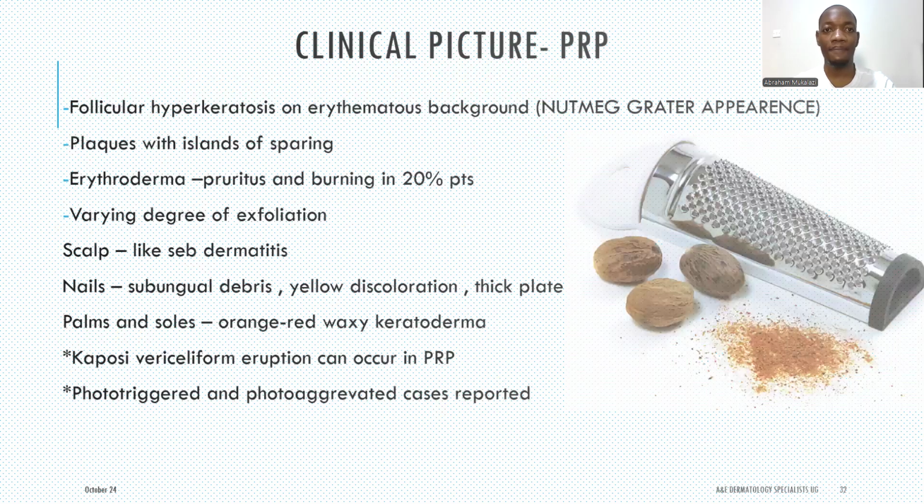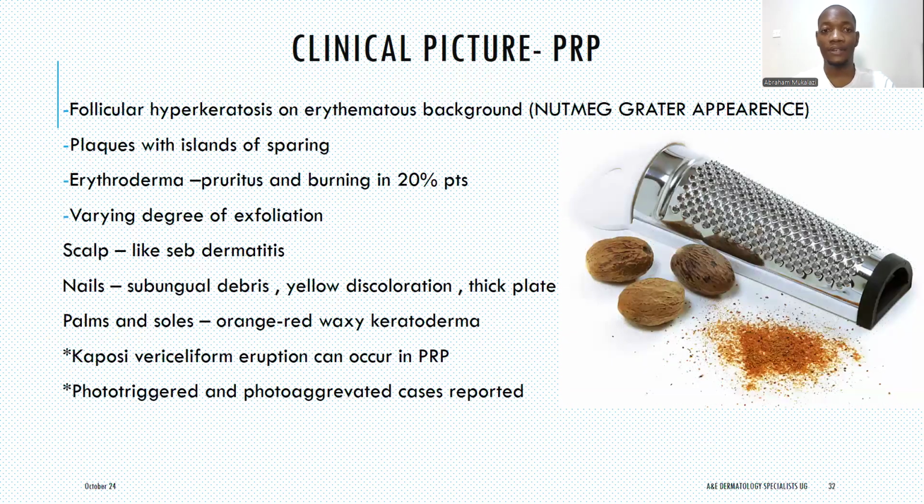So continuing further, in the clinical picture, that's why I was showing you the grater or the nutmeg grater, because of how the lesions look. So we see follicular hyperkeratosis on an erythematous background. That is why you have the name rubra in the name. Rubra means red, and red means erythema. So in this case, you'll have follicular hyperkeratotic papules on an erythematous background with islands of sparing, and it will give a nutmeg grater appearance, as you can see in this picture.